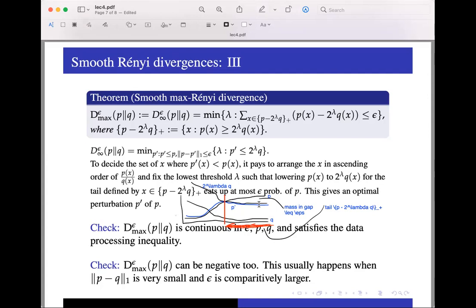Now, note that D epsilon max can be negative too. Here in this picture, it looks quite positive, but in reality, it can be negative also. But these are pathological cases. This usually happens when P and Q are very close in the L1 distance. So I would expect this to be made use of.